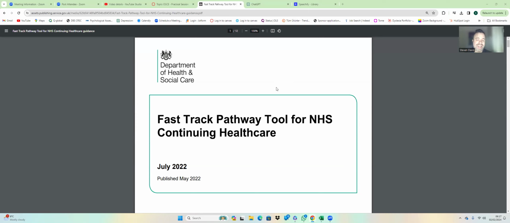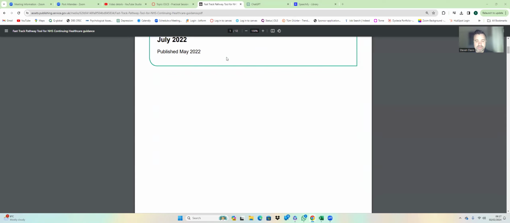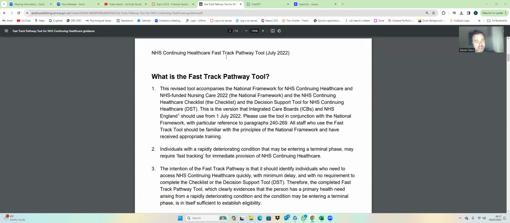We're going to look at the fast track pathway now. So we're going to run through the document. You can see it's quite a small document, but by the end of this session, hopefully you'll have a really clear idea about the fast track pathway.